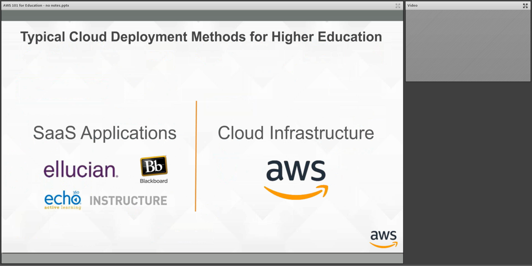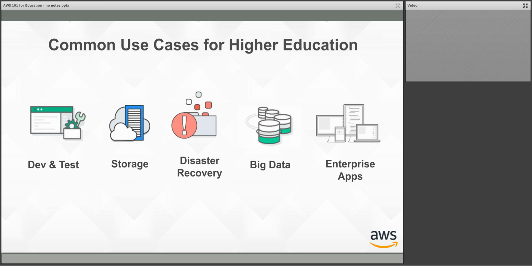Typical cloud deployment methods for higher education that we see break down into two general categories. The first one are software as a service, or SaaS, applications. These are software services hosted on AWS services that you use for your workloads. The second option, cloud infrastructure, the actual standing up of servers, storage, and infrastructure services within AWS on our platform. So even if today you're not a customer directly using our cloud infrastructure platform, chances are you're using a software as a service or platform as a service solution through an existing customer of AWS's.